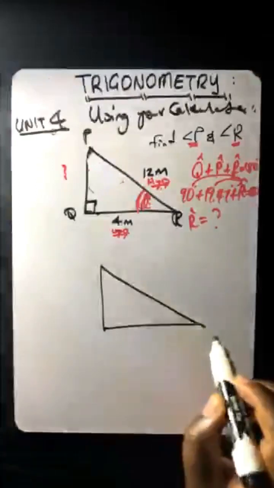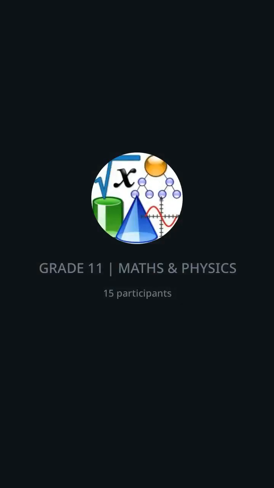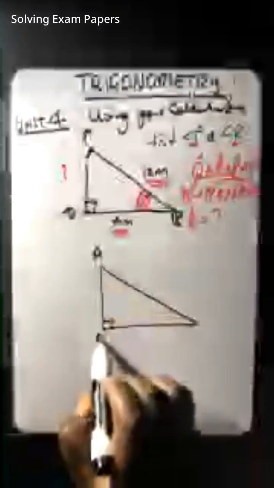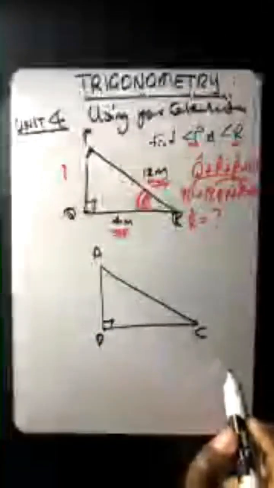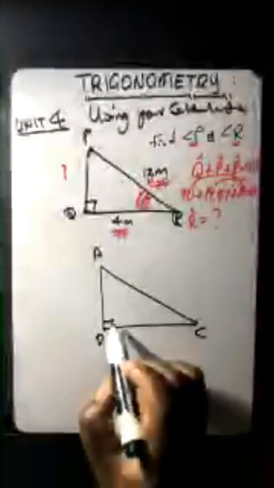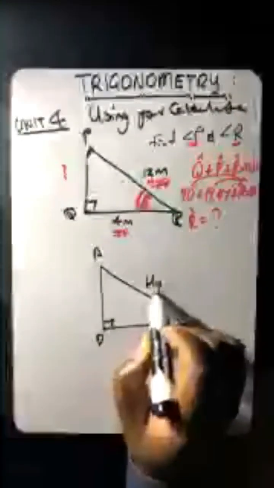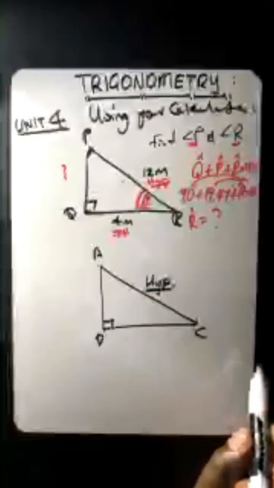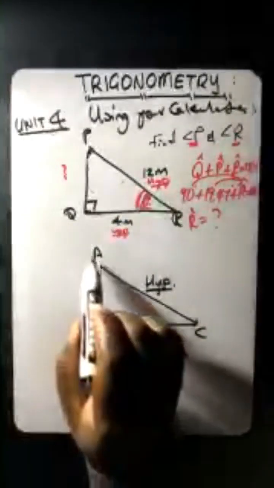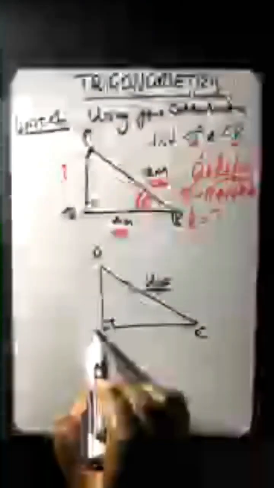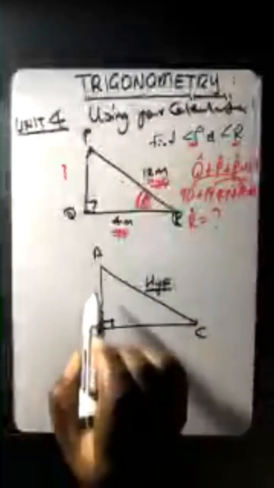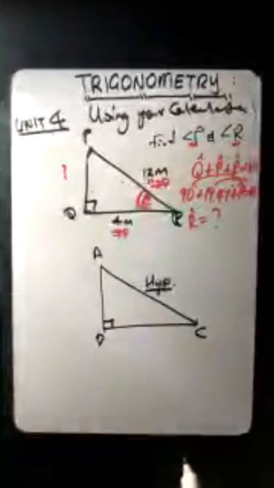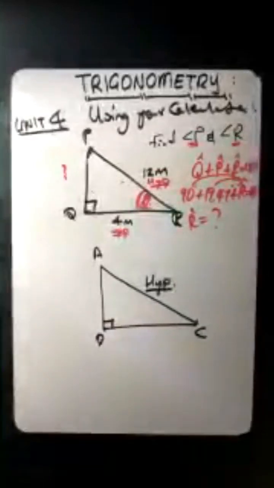So this is what happens, Matapelo. You have a 90-degree angle there. Let's say this is A, this is B, this is C. This side, which is opposite to that 90 degrees, is what we call the hypotenuse. But from here, you can never tell whether this is adjacent or this is opposite, or this is adjacent or this is opposite. Why? Because you don't have what we call a reference angle.